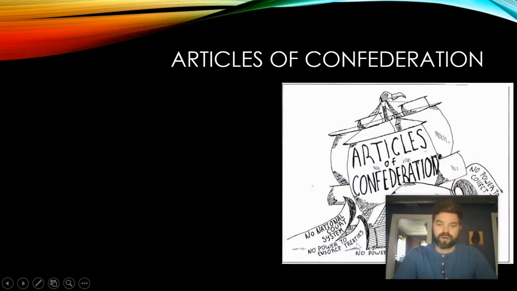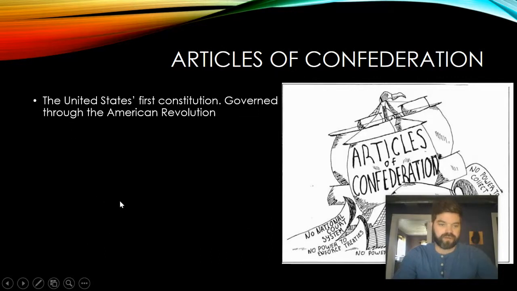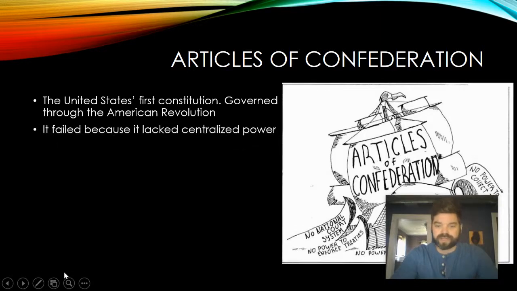The first one, Articles of Confederation, okay? This is going way back to Unit 1 that we covered. This is the United States' first constitution. It governed through the American Revolution. The United States fought a war against Britain to become independent. This was the document that governed us during that time and, for a brief period, afterwards. It failed because it lacked a centralized power. There was no strong federal government, okay?